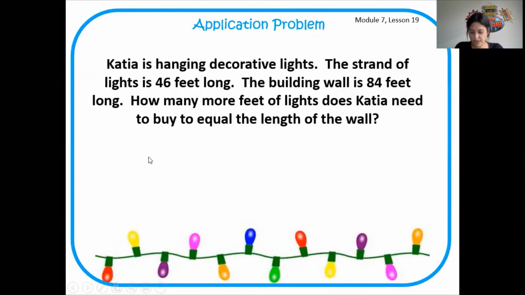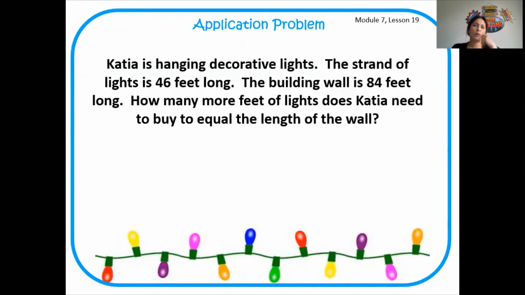Okay. Now, the question is, how many more feet of light does Katya need to equal the length of the wall? So what does she have? What do we know? She wants to hang decorative lights. What else do we know? The strand of lights is 46 feet long. Okay, so one strand of light. So imagine for Christmas, you want to put lights right outside. Well, one strand of lights is 46 feet long. The building or her house is 84 feet long.